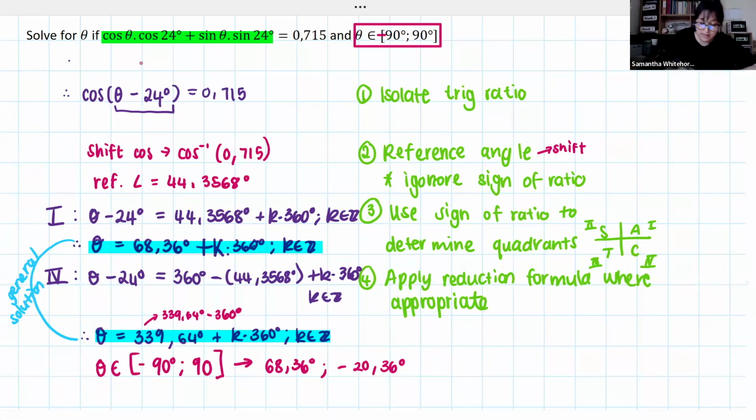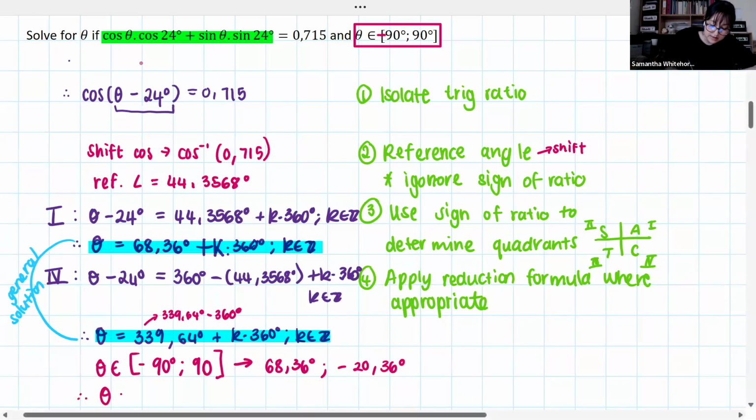And so what that means is that theta here is either equal to negative 20,36 or 68,36 degrees. You can also write this as theta is an element of, and then use curly brackets. This is actually mathematically more correct, but again, we're not super strict about this.